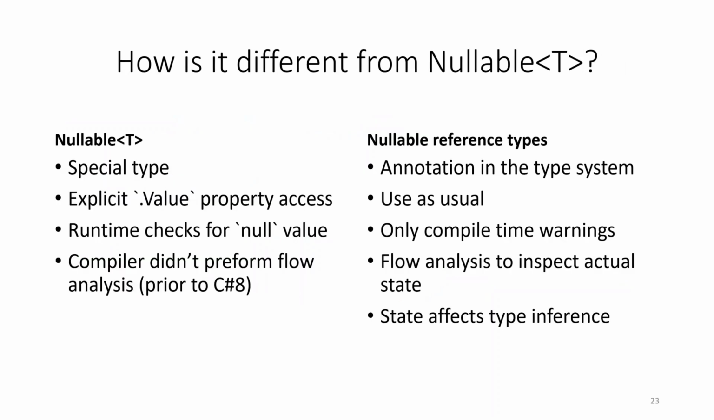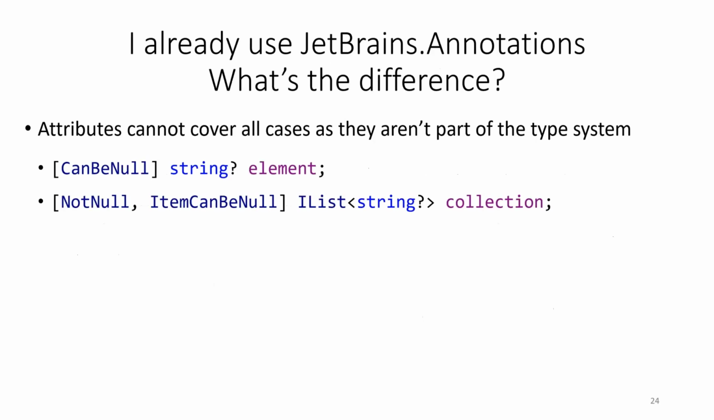So to sum it up, nullable reference types are exactly the same types as before, just with an additional bit of information. It's not a special type. You can use them just as usual, and they will only result in compile time warnings. There will be no runtime checks as with the nullable.Value property, and the compiler will now perform flow analysis to inspect the actual state and improve type inference and give you better hints along the way.